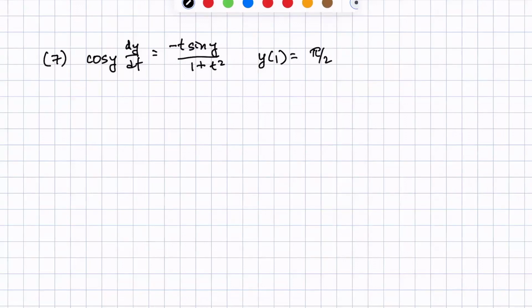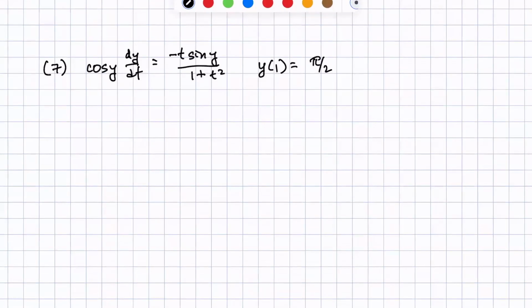All right, so let's try to separate. Let's divide both sides by sine y, so we get cosine y over sine y dy. Let's multiply both sides by dt, minus t over 1 plus t squared dt. And let's integrate both sides.